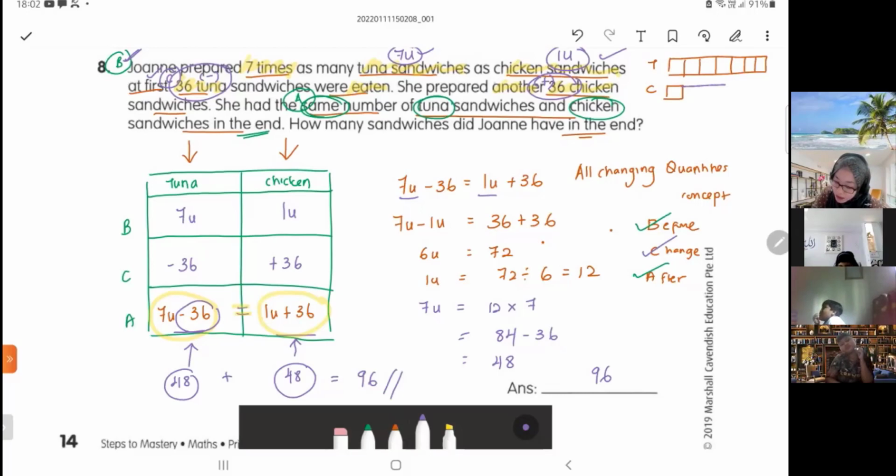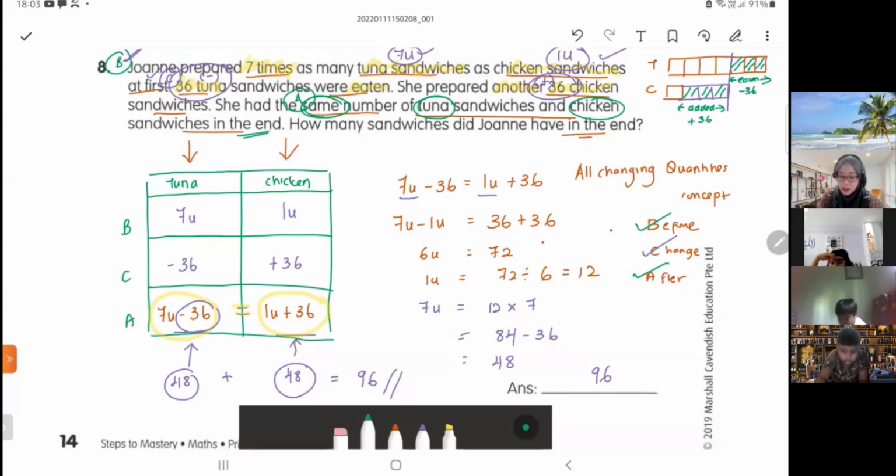So I must have this much. I must have this much. So both of them have equal like that. Okay? So this is eaten. This is added. Understand? This is added. This is eaten. Okay. And both of them are 36. Okay. Minus 36 plus 36.